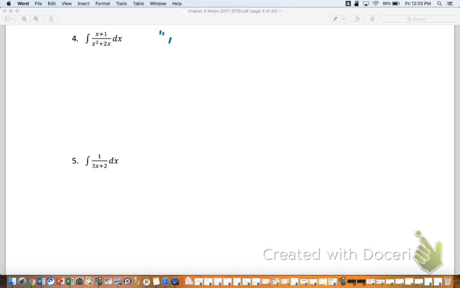We say to ourselves, is the derivative of the denominator equal to the numerator? And if the answer is yes, that means it's perfectly set up. The answer is just going to be ln of the denominator plus c. So when you look at this one, you say, is the derivative of the denominator equal to the numerator? Well, the derivative of the denominator is 2x plus 2.